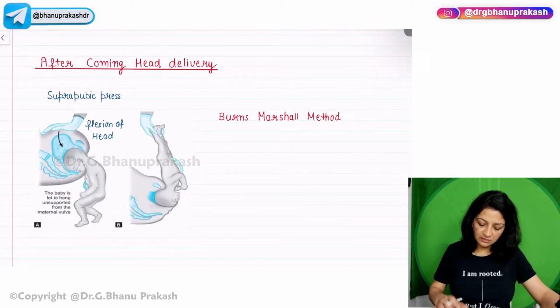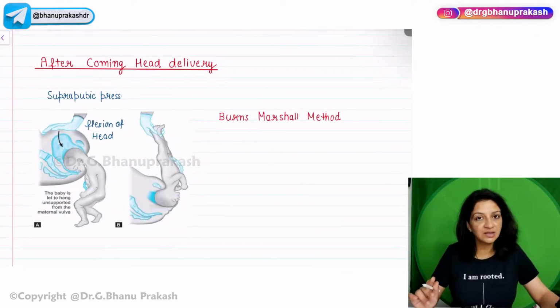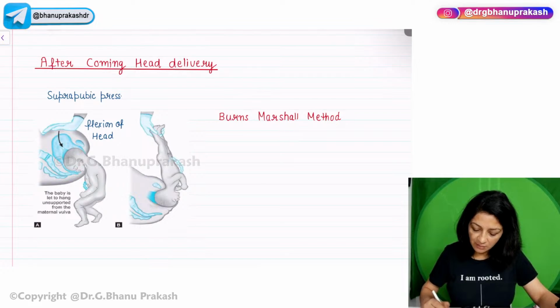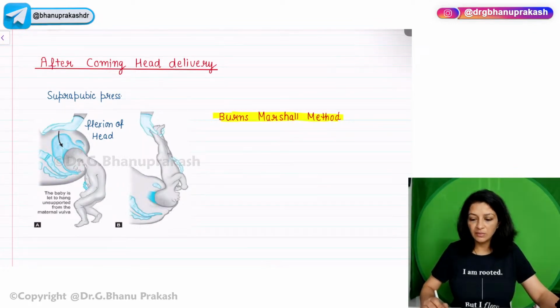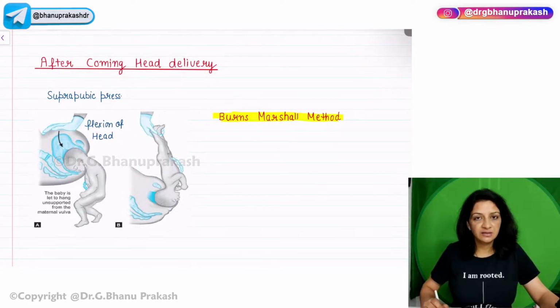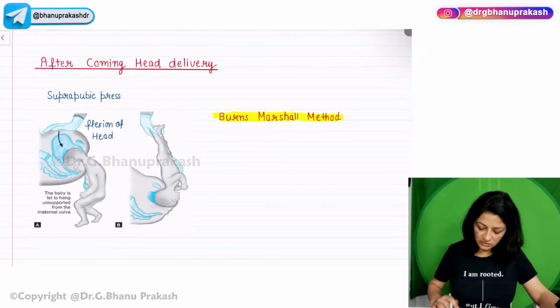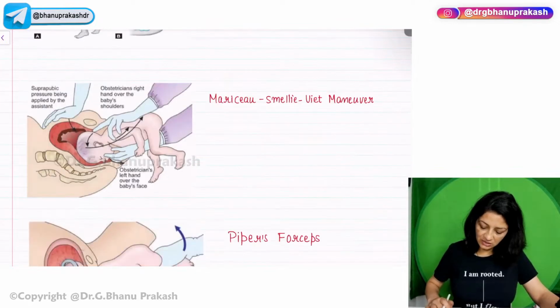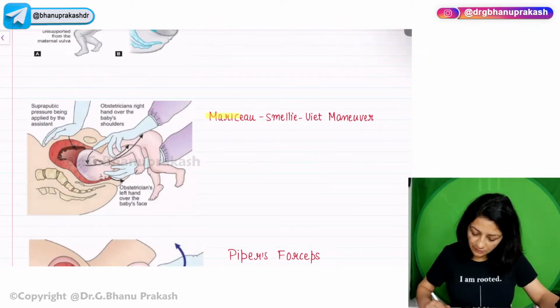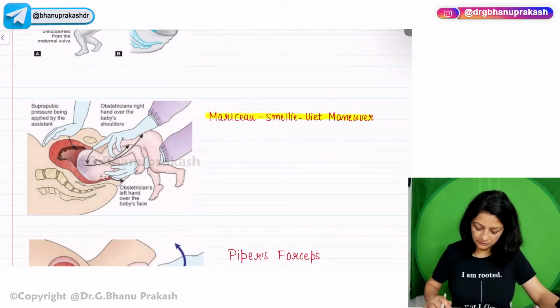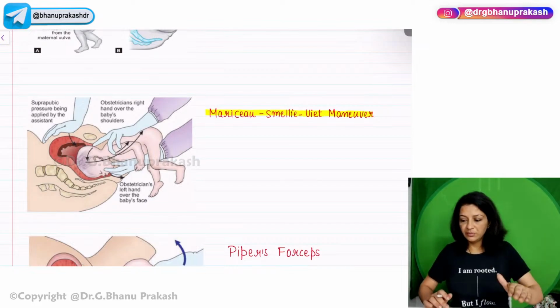After-coming head, you have to remember 2 maneuvers. First one is Bernard-Marshall's maneuver. Suprapubic pressure and flexion of the head. This was the Bernard-Marshall. And the second one is Mauriceau-Smellie-Veit maneuver.